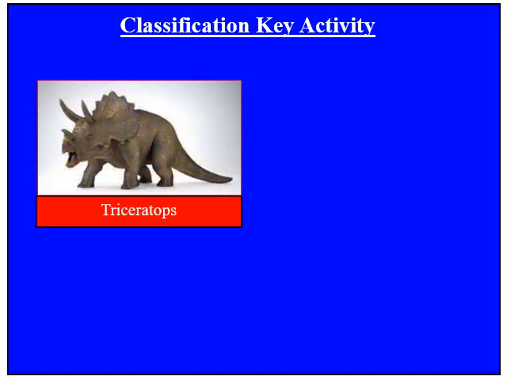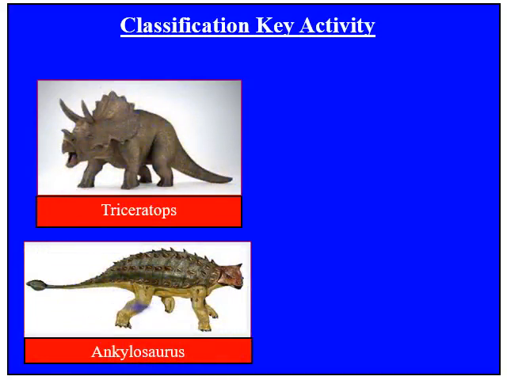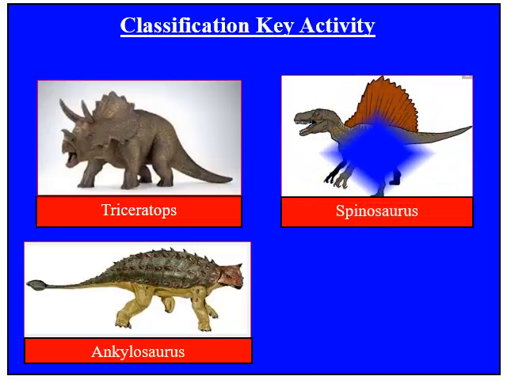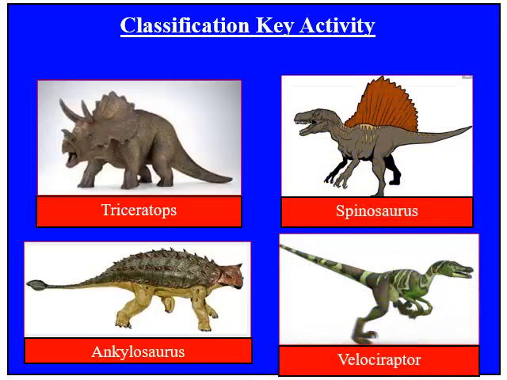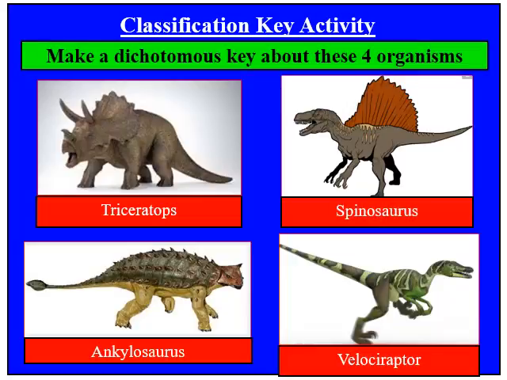All right, let's look at this next activity. We have a Triceratops and an Ankylosaurus, a Spinosaurus, and a Velociraptor. I would like for you to take time now to make a dichotomous key about these organisms. We will stop the video for a moment and I'll give you a chance to make those up, and then we will continue on.